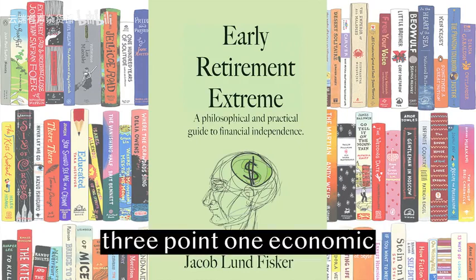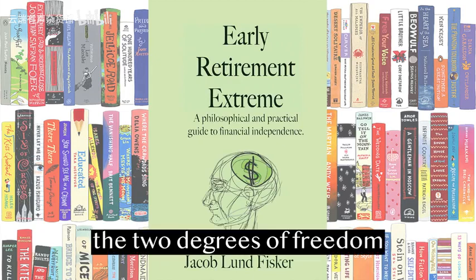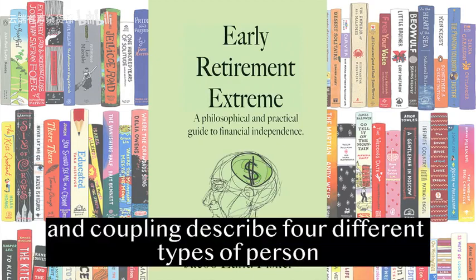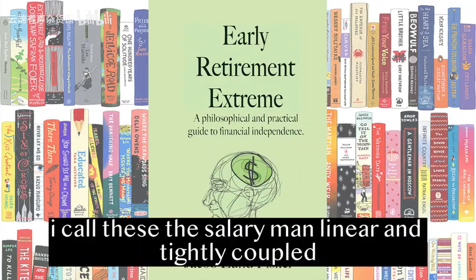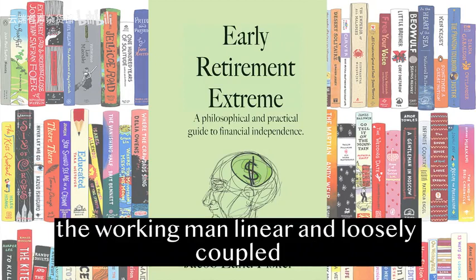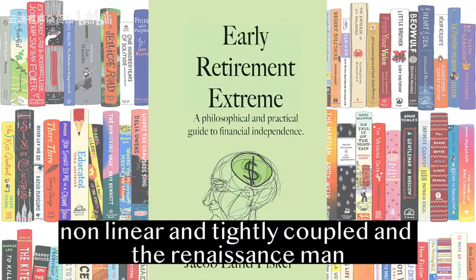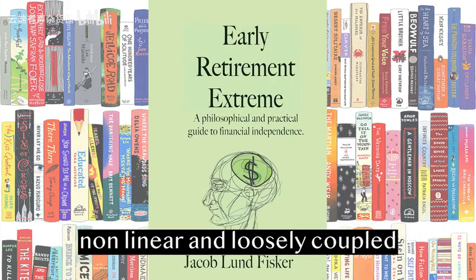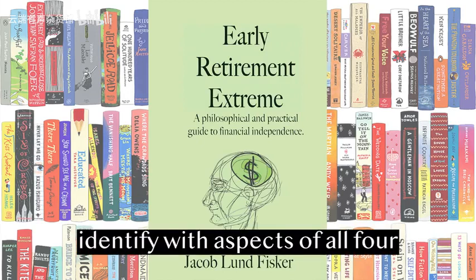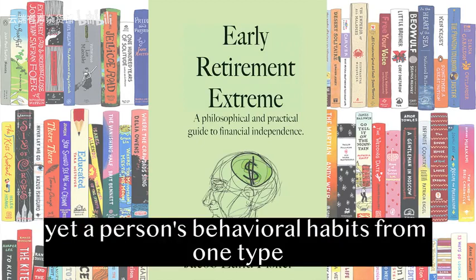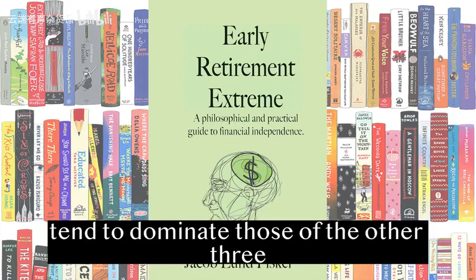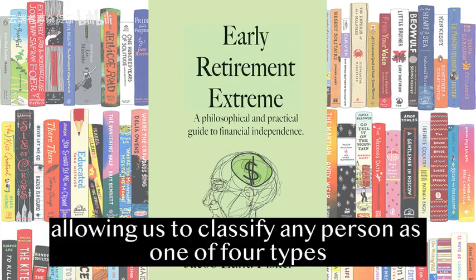3.1. Economic classifications. The 2 degrees of freedom, linearity and coupling, describe 4 different types of person. I call these the salaryman, linear and tightly coupled, the working man, linear and loosely coupled, the businessman, nonlinear and tightly coupled, and the Renaissance man, nonlinear and loosely coupled. In most cases, a person will identify with aspects of all 4, yet a person's behavioral habits from one type tend to dominate those of the other 3, allowing us to classify any person as one of 4 types.